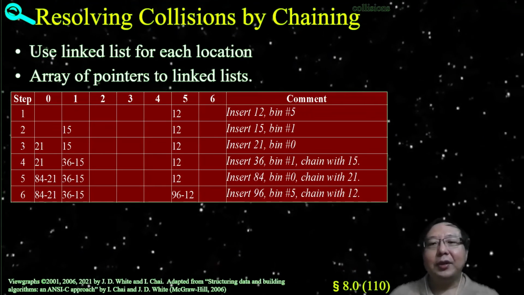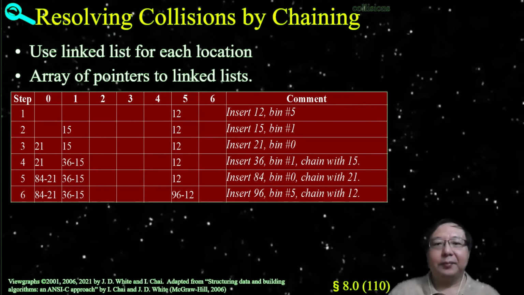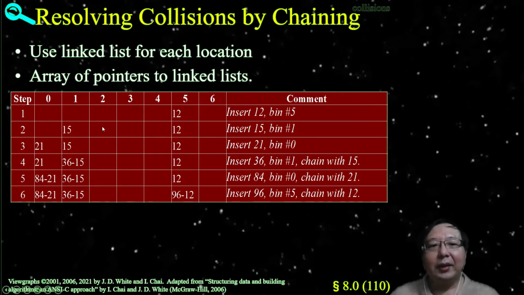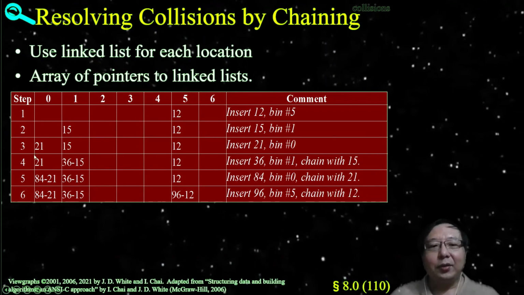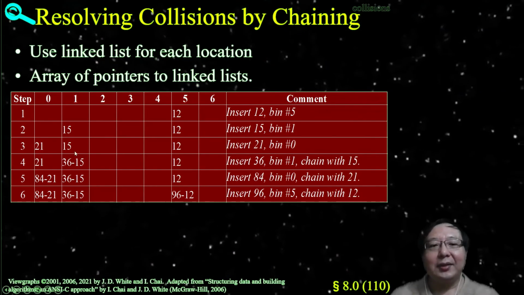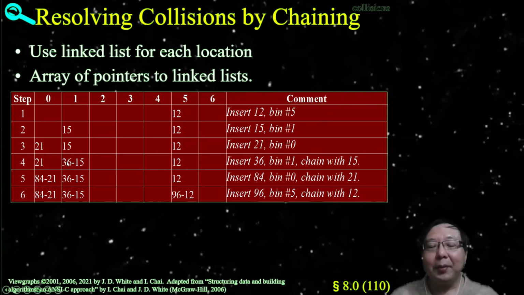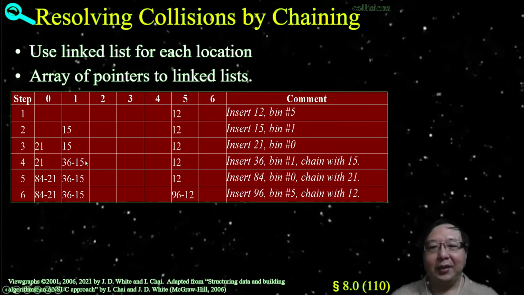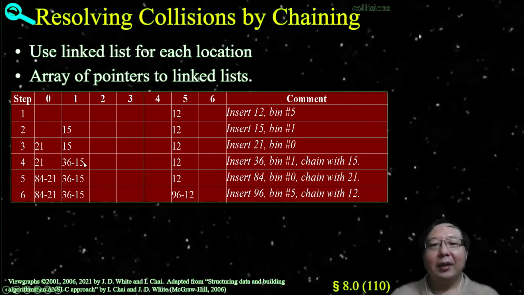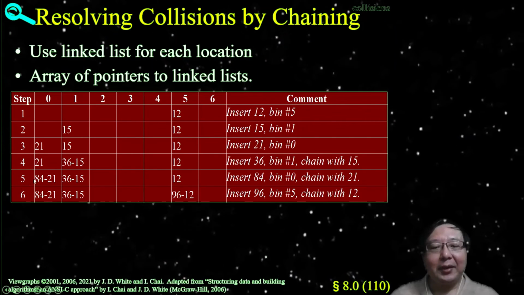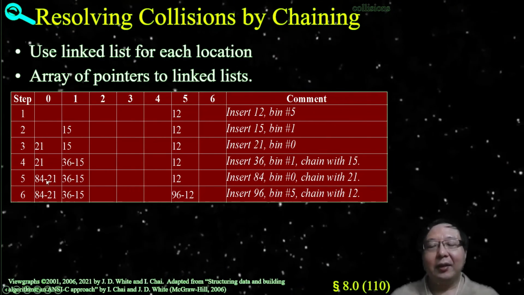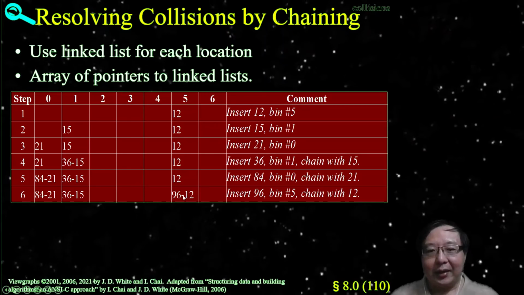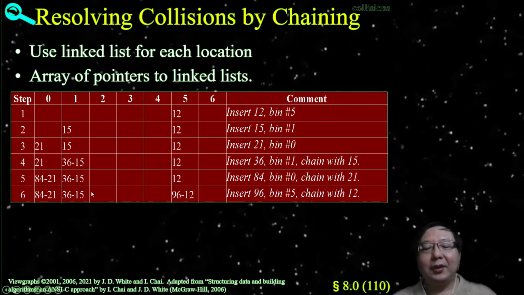Okay, then another way to do it is resolving collisions by chaining. We insert the 12 here, then we insert 15 here, then we insert 21 here, then we want to insert 36 here, but there's 15 there already, so we make a linked list and we just put 36 also in the same box by using a linked list. And then we add the 84 and there's something there already, so we add the 84 as a linked list in there. And then we add the 96 and the 12 there, so we just add it as a linked list there.